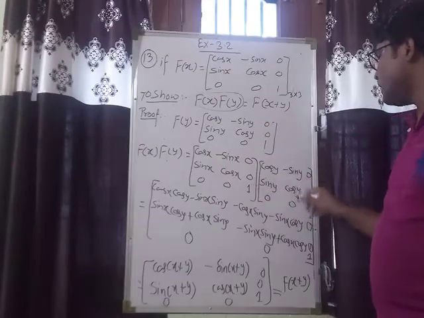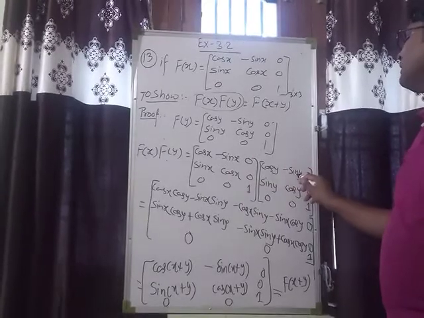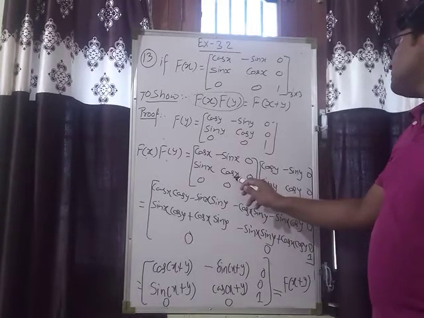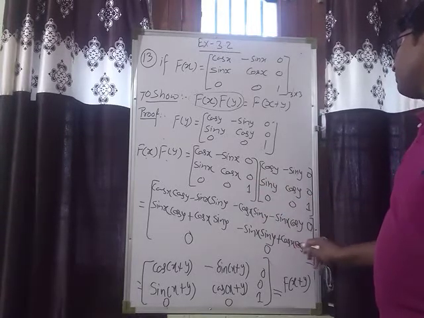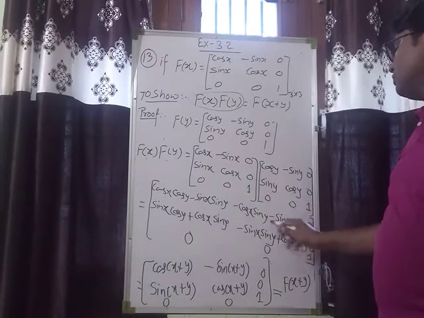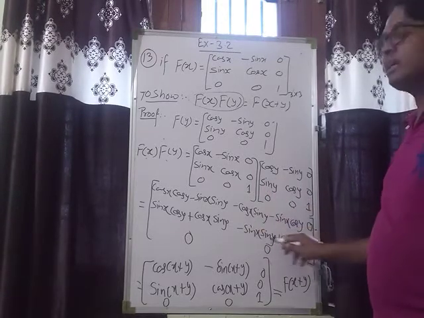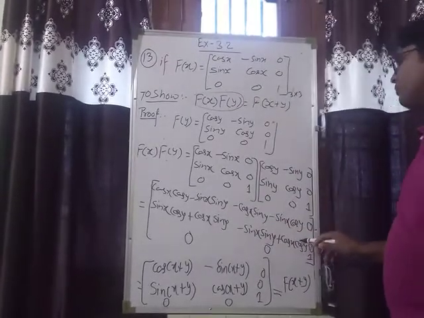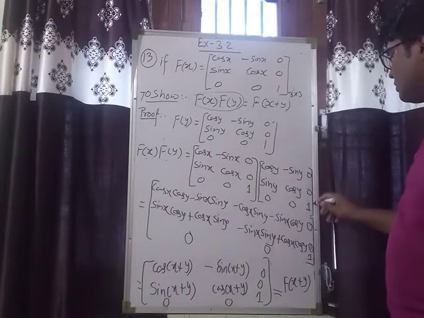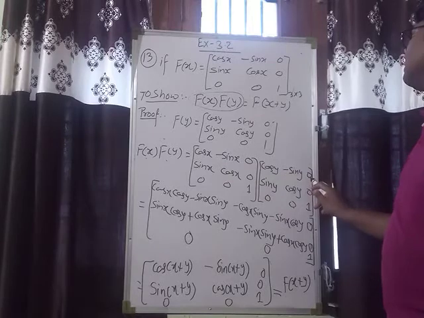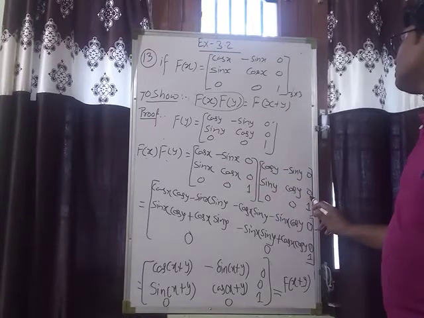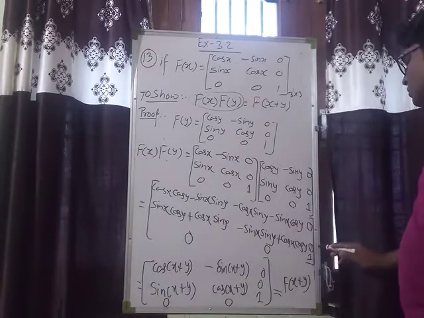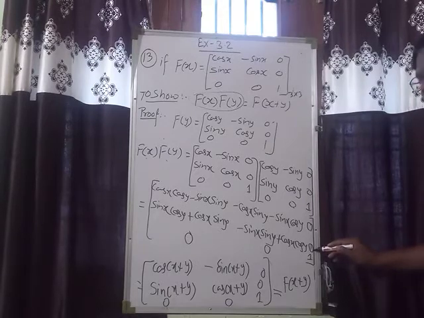Now second row, second column, so sin x into minus sin y, that is minus sin x sin y, plus cos x into cos y, that is cos x cos y, plus 0 into 0, that is 0. So the second row, second column entry will be minus sin x sin y plus cos x cos y. Now second row, third column, so sin x into 0, that will be 0, cos x into 0, that will be also 0, 0 into 1, that is also 0, 0 plus 0 plus 0 will be equal to 0. You can see here, I have written here 0.